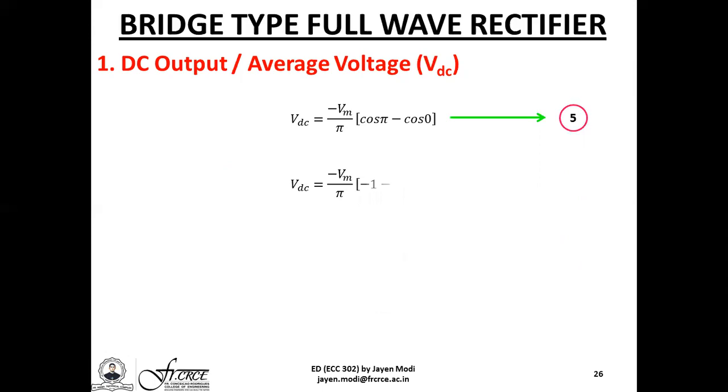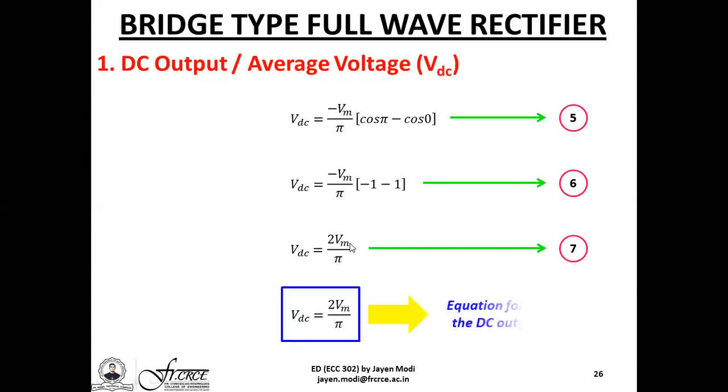So this gives us VDC is equal to minus Vm upon pi, brackets open, cos of pi is nothing but minus 1, that is shown here. Cos of 0 is 1, given over here. So equation number 6 can be solved to give you VDC is equal to twice Vm upon pi. Since 2 is a constant, pi is a constant, and Vm is the maximum secondary peak voltage, equation number 7 cannot be solved further, giving you the final expression VDC is equal to twice Vm upon pi, which is the equation for the average or the DC output voltage.